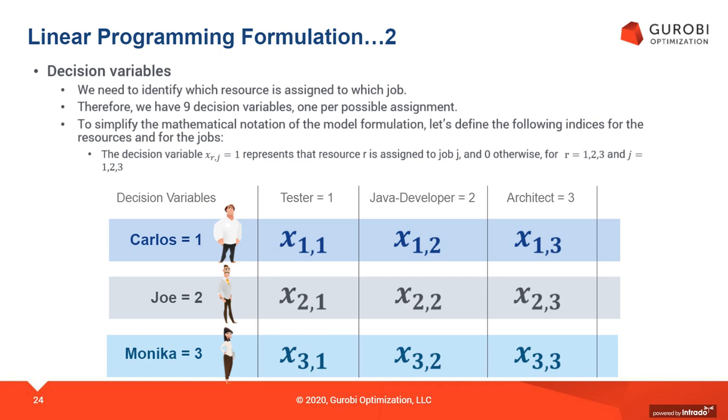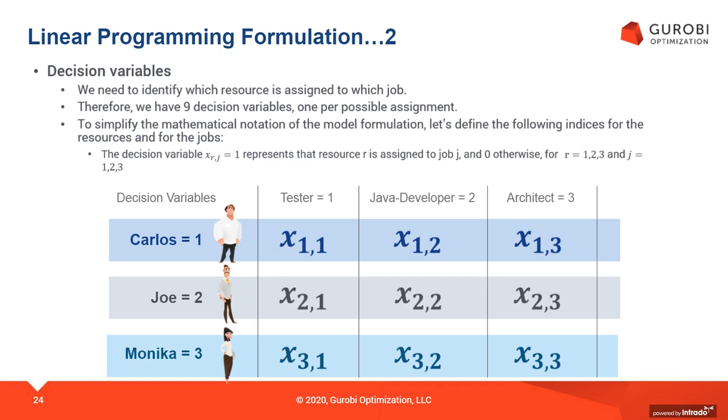So Carlos will get the index of 1, Joe the index of 2, and Monica the index of 3. Tester job, the index of 1, Java developer, the index of 2, and architect, the index of 3. So X11 will be equal to 1 when Carlos is assigned to a tester job. Another example will be X23 equal to 1 when Joe is assigned to the architect job. And when you don't assign a resource to a job, the decision variable is 0. So in this particular case, based on this table, we can easily see that we must have 9 decision variables.